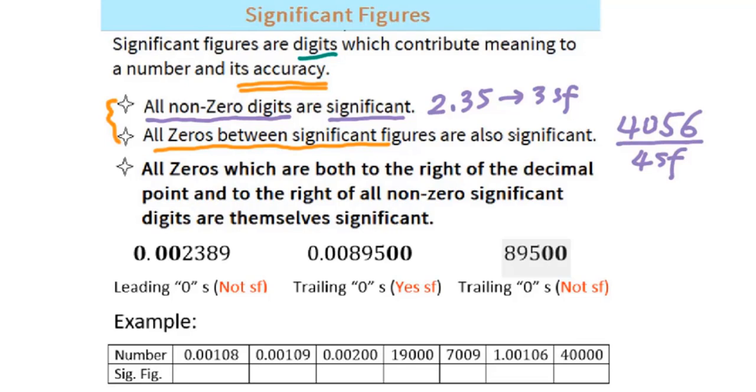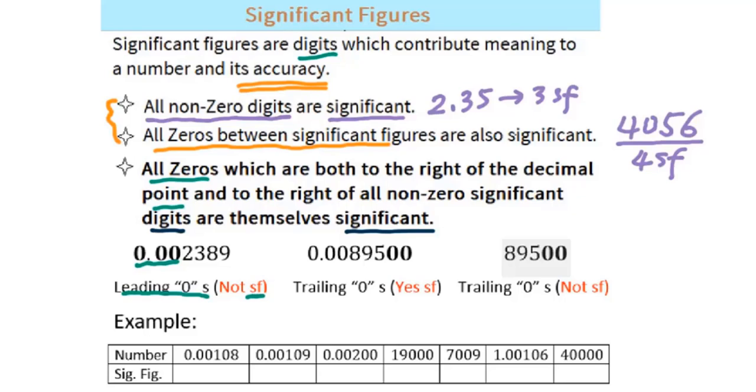The students always have trouble with the third rule. All zeros which are both to the right of the decimal point and to the right of all non-zero significant digits are themselves significant. What's the meaning for this rule? Let's define all zeros before non-zero digits as leading zeros, like these 3. They are leading zeros. These leading zeros are not significant figures.